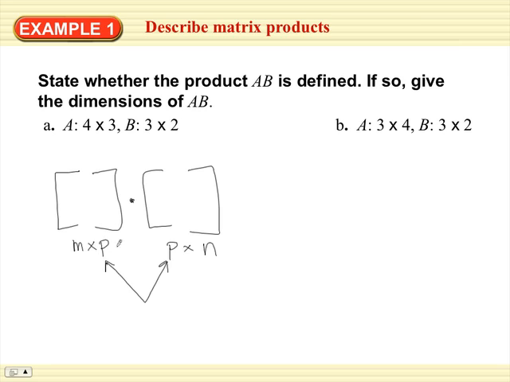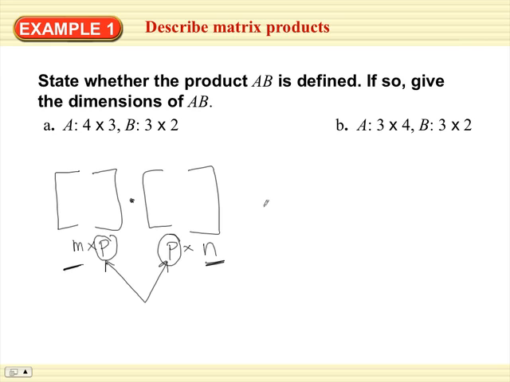What does this P represent right here? The number of columns. The number of columns here have to match the number of rows here. That's all that has to happen. These numbers here are insignificant. Well, they will be significant, but it doesn't matter what they are.